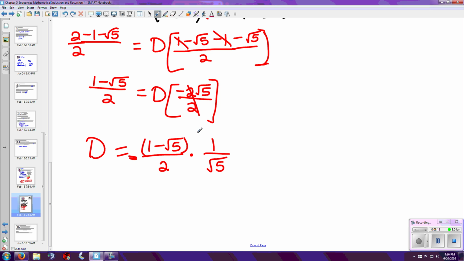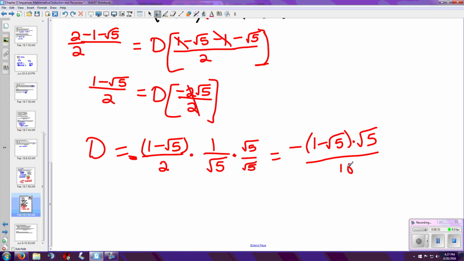And we have to clean this up. So we have to rationalize the denominator. So square root 5, square root 5. That gives us negative (1 minus square root 5) times the square root of 5 all over 2 times 5 is 10. In the home stretch at this point, d equals, distribute the square root, so we have negative square root 5 plus square root of 5 times square root of 5 is just 5 over 10. And this is what d equals.